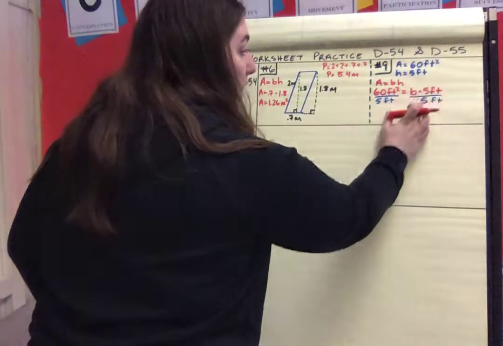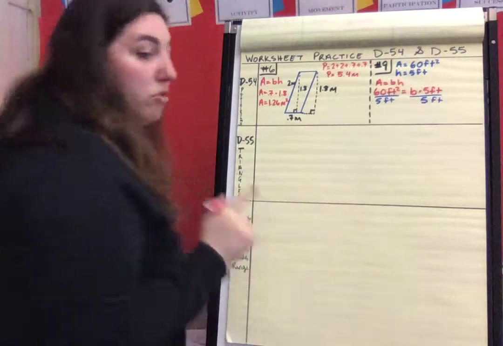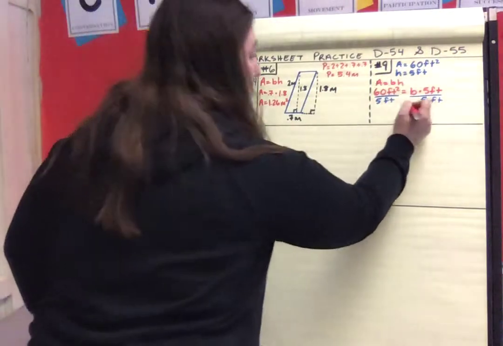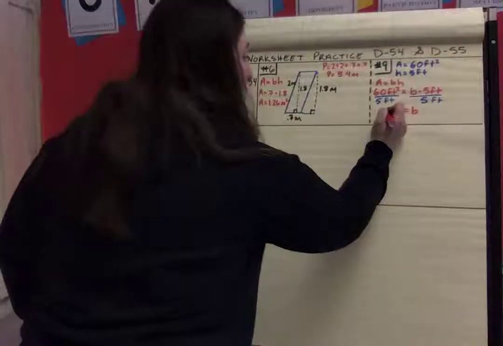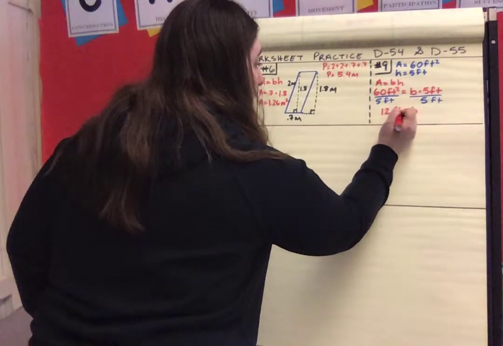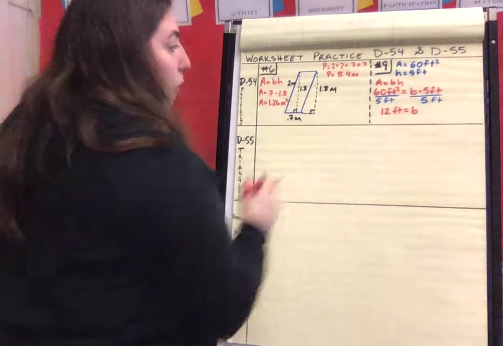So these cancel out, right? 5 over 5 is just 1. 1 times b, I just get b. And 60 divided by 5 is 12. So I have 12 feet. So b equals 12 feet.